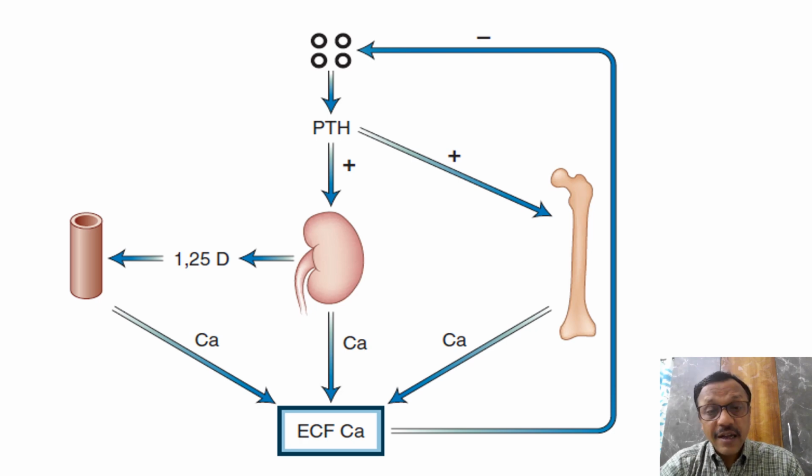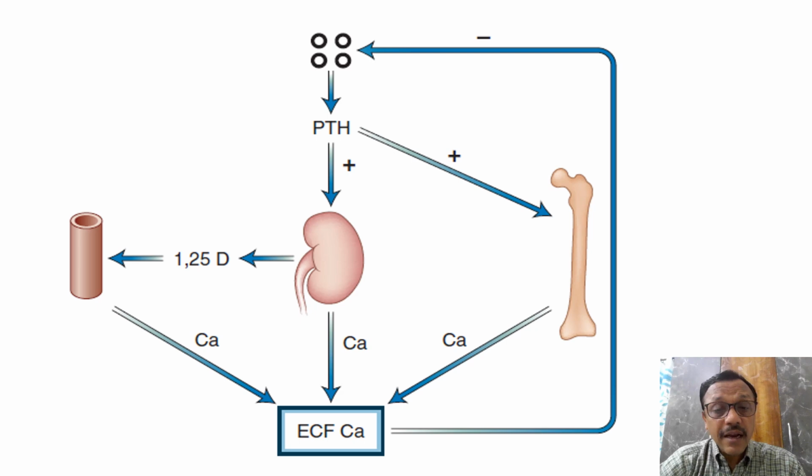Secondly, this hormone goes to the kidney. Now in the kidney also, it tends to reabsorb calcium, thereby again increasing the extracellular fluid calcium. Now this hormone has an indirect effect on the GIT. No direct effect is there. So what is the indirect effect?